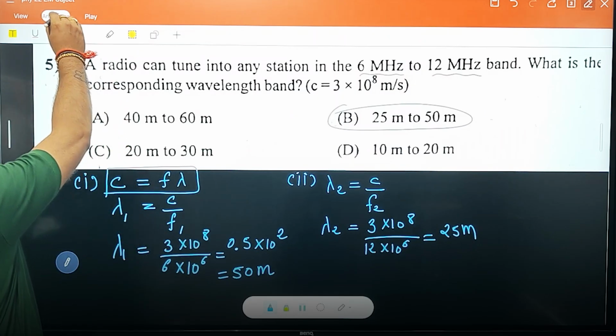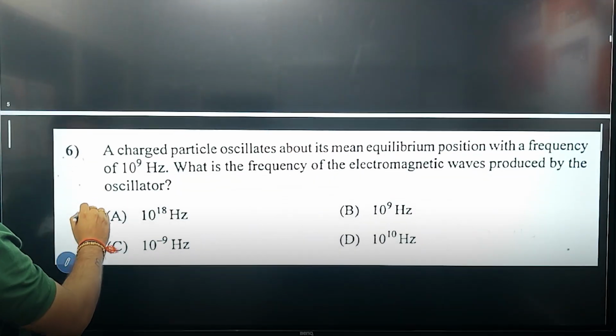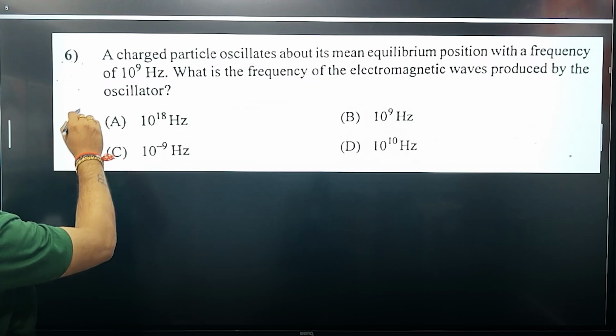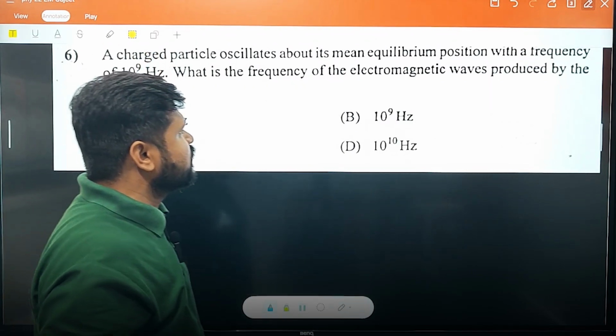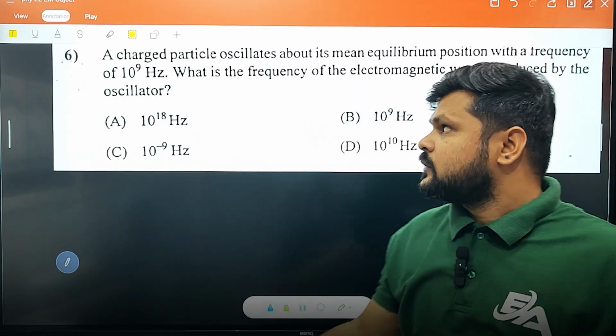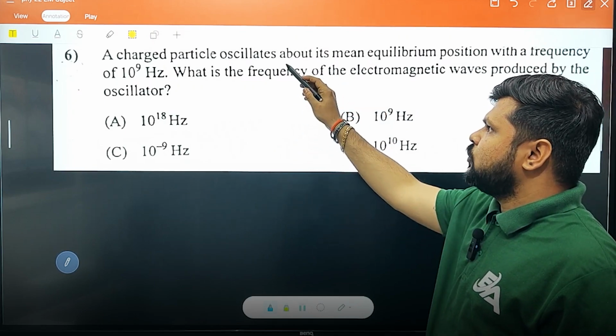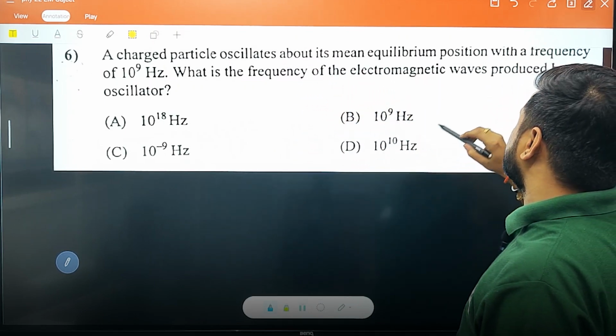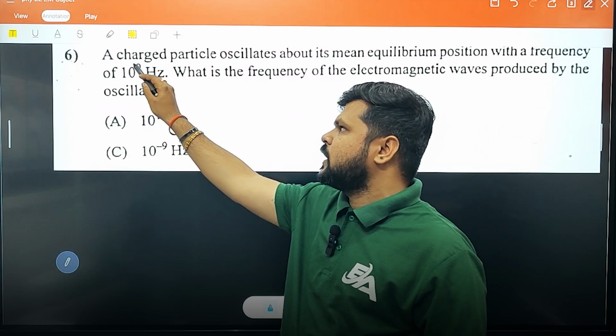Now we are moving towards the next MCQ, the sixth. Again an easy MCQ. There is one charged particle which oscillates about its mean equilibrium position with a frequency of 10 raised to 9 Hz.